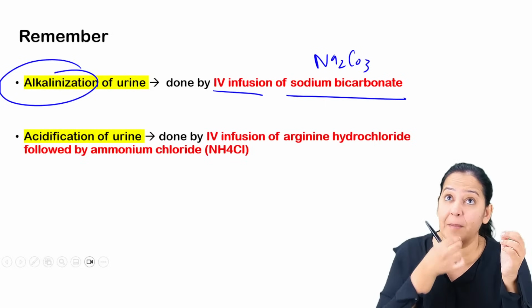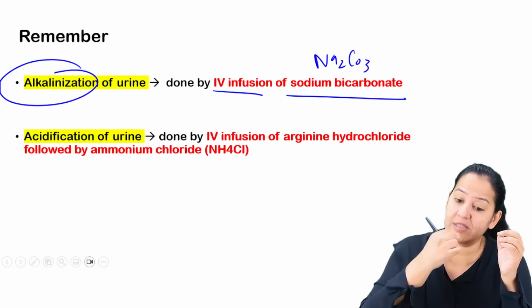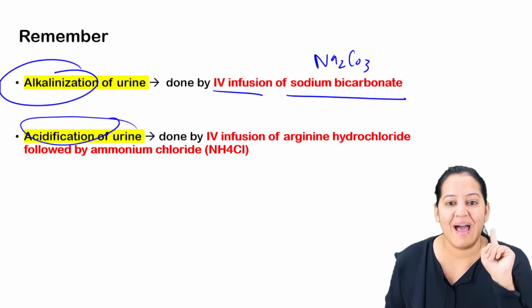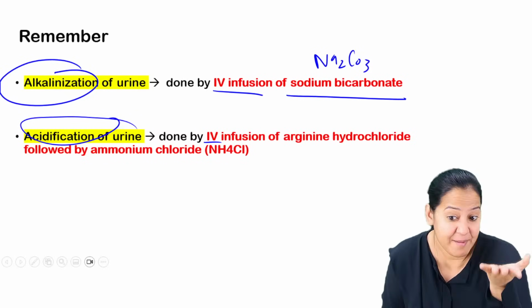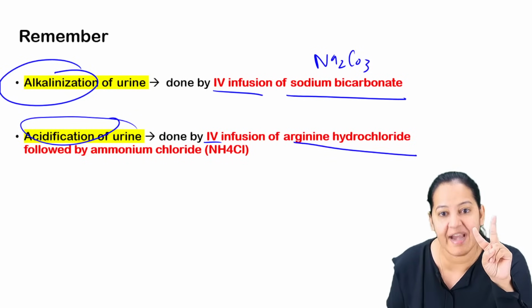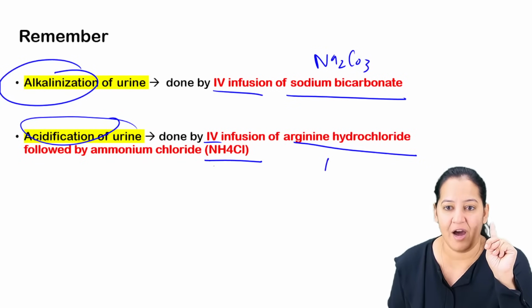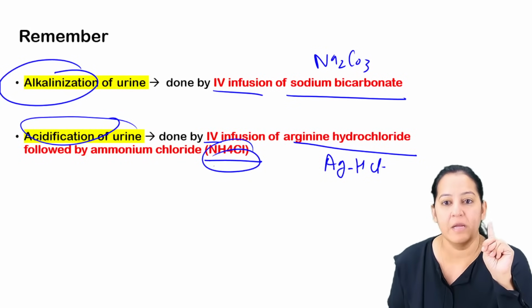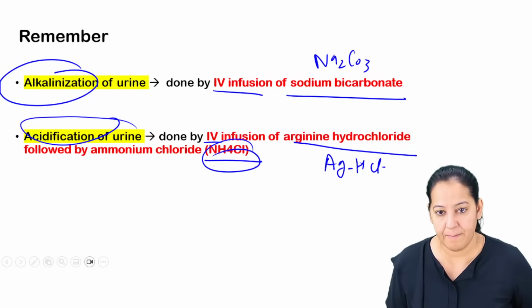And if the patient has taken too much of a basic drug, the patient is in poisoning of a basic drug, I want to acidify the urine so that it gets excreted. So for acidification, again I will give IV. It's an emergency. I will give IV directly. So IV of two things: number one, arginine hydrochloride, followed by ammonium chloride. These two things will acidify the urine. Got my point? Say yes.